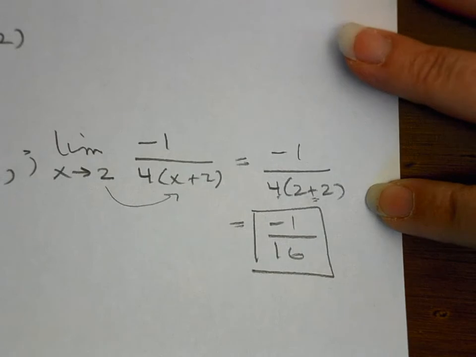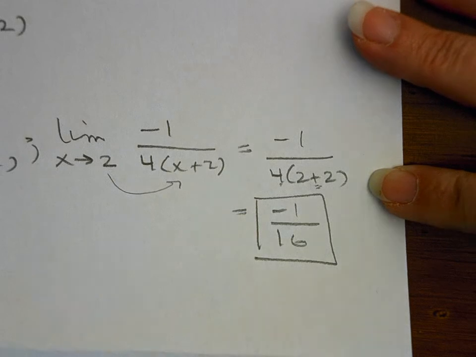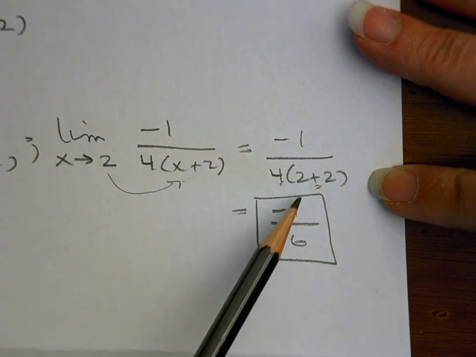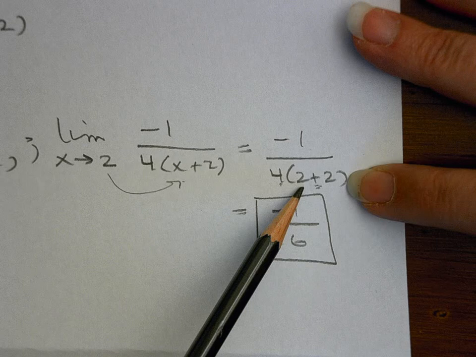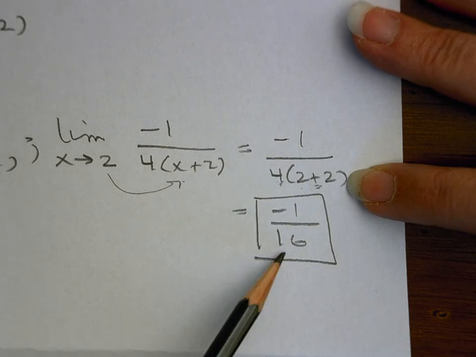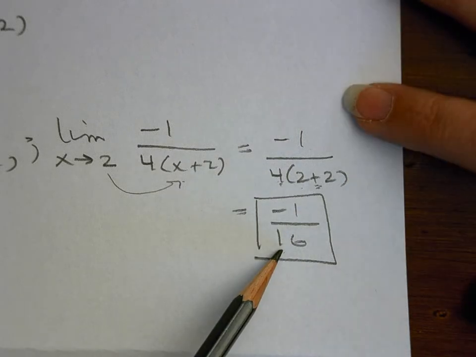Oops, you could see none of that, could you? Okay, so there it is. So replace 2 in for x, so 2 goes into here. And so then 4 times 4 gave me the 16, and then under -1. And that's it.